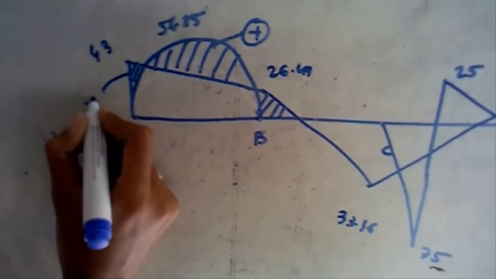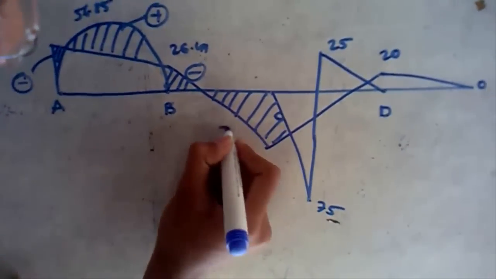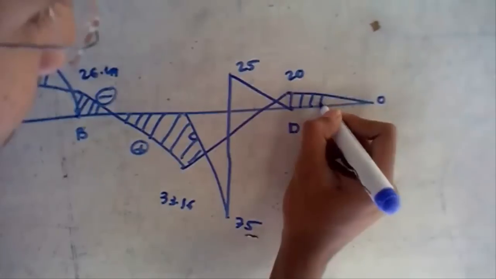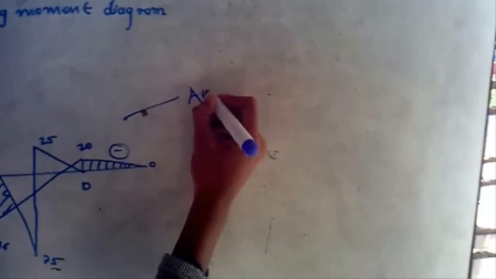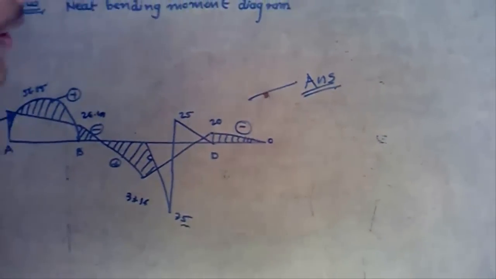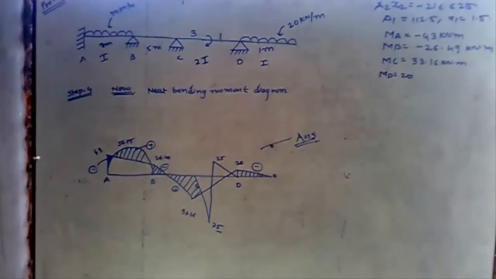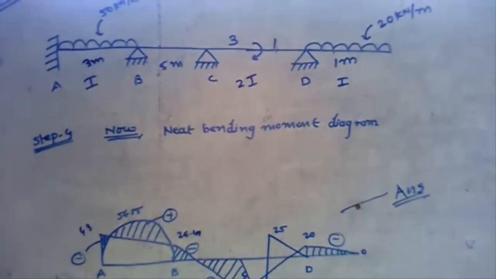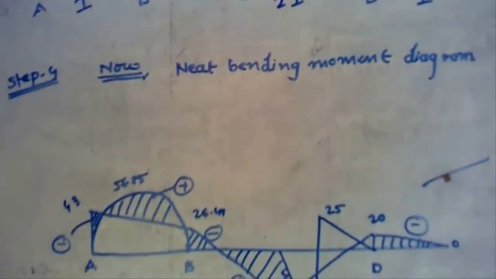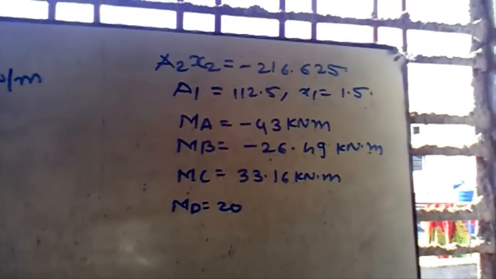The shaded dark portion is the negative portion. This is the negative portion, this is the positive portion, this is the negative portion. To determine negative and positive, one thing is very important: upper portion is negative, downward is positive. So it is your total answer. Thank you for watching my tutorial.